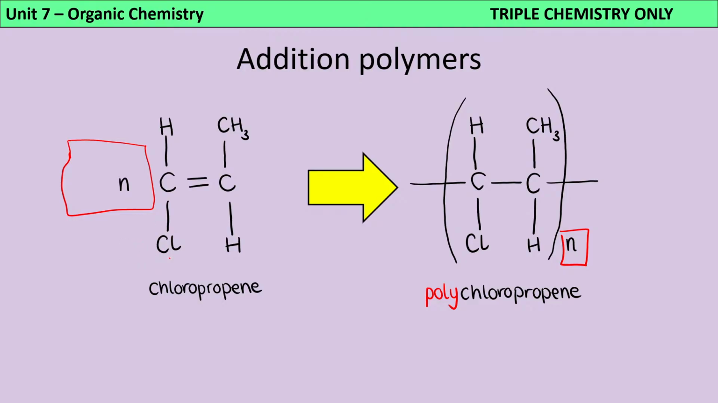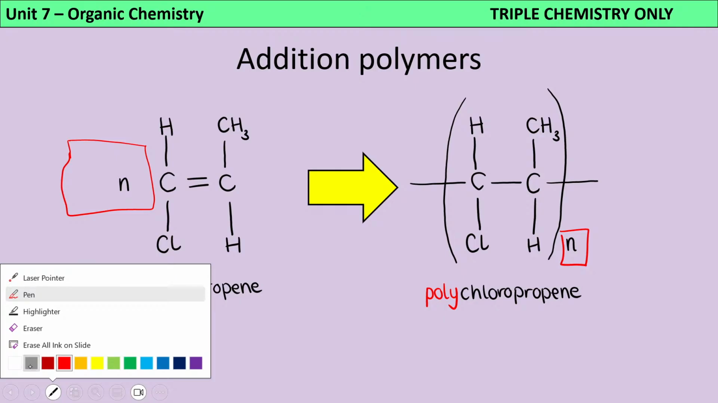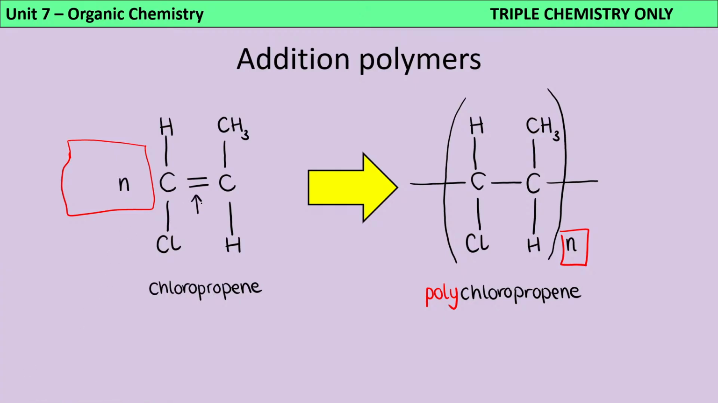Also, when we start off with our monomer, we've got our double bond, but in our polymer, we only have single bonds. Also, in our polymer, we have our bonds going out the side, and also we've got our brackets, right? So you should know all of them. And of course, you do still need to be able to name polymers from their monomers. So if we start off with chloropropene, we finish up with polychloropropene.